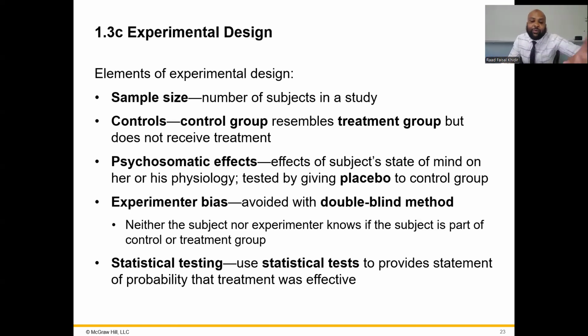There's also experimental bias, where the experimenter is so eager, the scientist is so eager to get results, they start influencing the subjects. Like me, I'm so eager to make you pass. You're taking the exam, I'm going over there, hey, click C. Hey, click A. So that's bias because I have a vested interest.